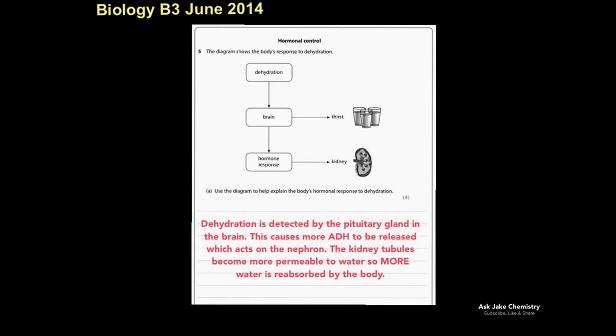So to get the 4 marks, you need to say these following things. So dehydration is detected by the pituitary gland, and that's like the back of your brain, in the brain. And this causes more ADH to be released, which acts on the nephron. The kidney tubules become more permeable to water, so more water is reabsorbed into the body. So you're thirsty, so more water is reabsorbed back into the body, so you have enough water. Now, this is the key part. You need to say that to get the rest of the marks.